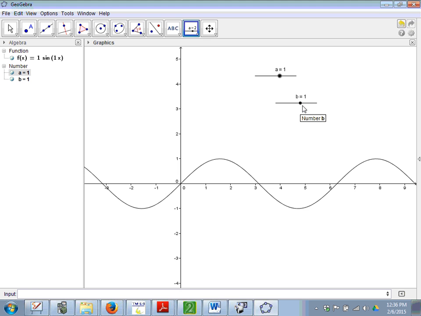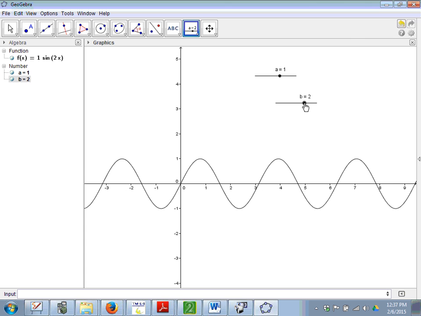Frequency of the period? Okay, let me ask you a question. When I increased A, the amplitude grew. What happens if I increase B? Your wavelengths change. The wavelengths get longer. Oh, they get shorter. Watch carefully what happens when I change B. I'm going to increase B. You guys watch the graph. What's happening?